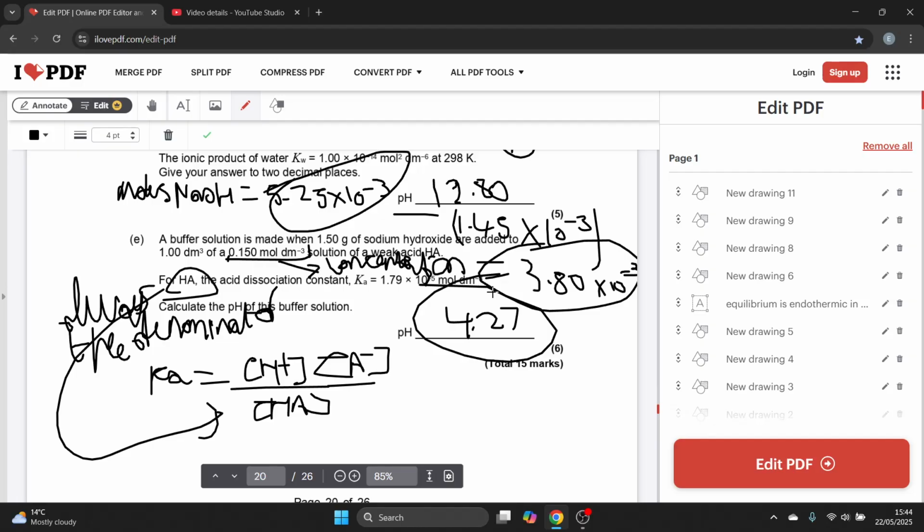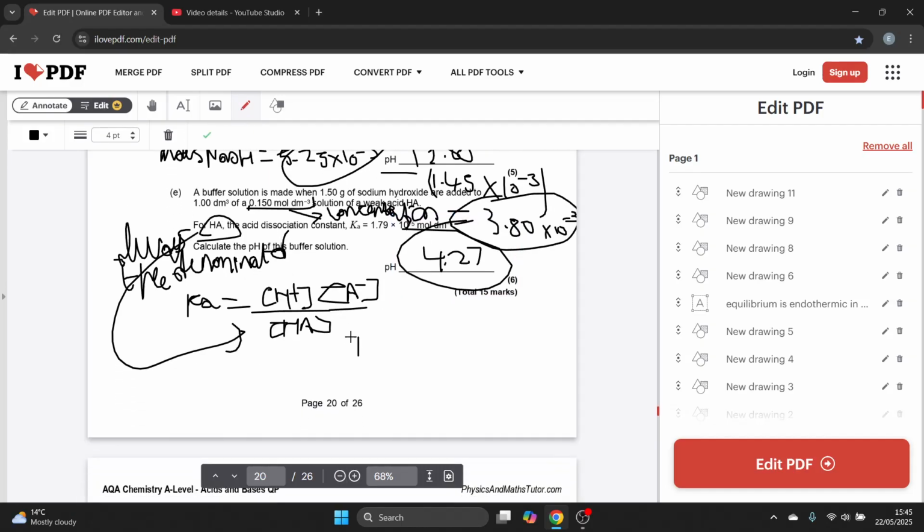Actually, no, I can't just say do your normal stuff. I have to go through it step by step. Okay, so first things first, moles of sodium hydroxide, obviously, because it's giving me the mass. Work out the moles: 1.50 over 40, which we can just leave like that, right? And then I know I'm adding this solution of weak acid, which I work out the moles of. Well, it's just 1 times 0.150, so 0.150 is the moles.